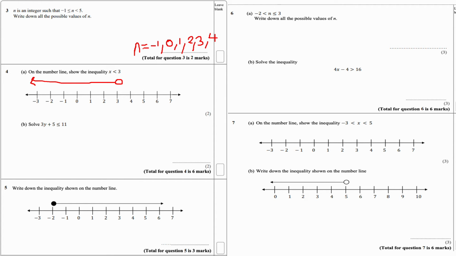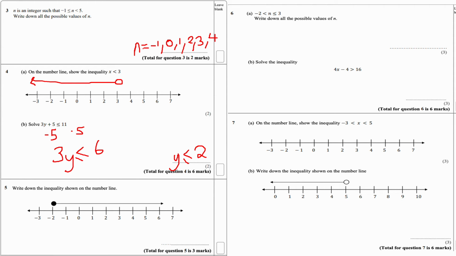Remember that going to the left makes it smaller on my number line, going to the right makes my number bigger than that. Okay, part B, solve this inequality. Well, if I subtract 5 on both sides, I'm going to get that 3y is less than or equal to 6. Dividing both sides by 3, I get that y is less than or equal to 2.